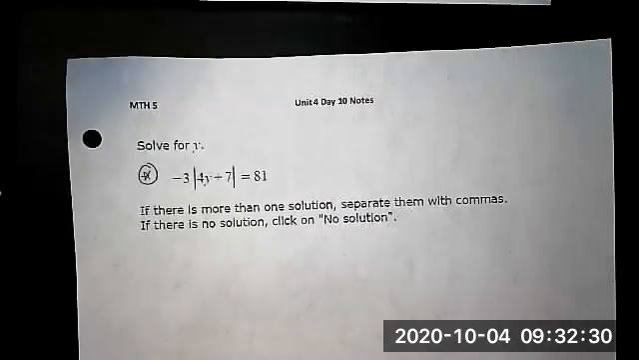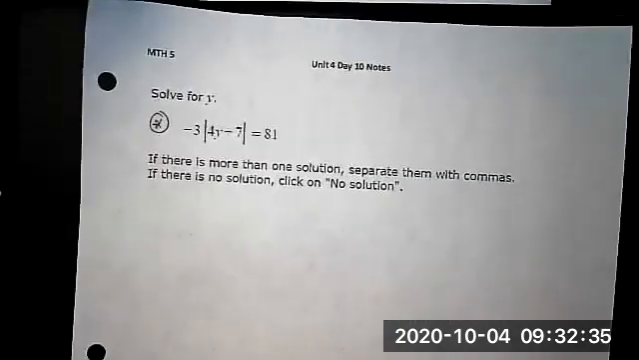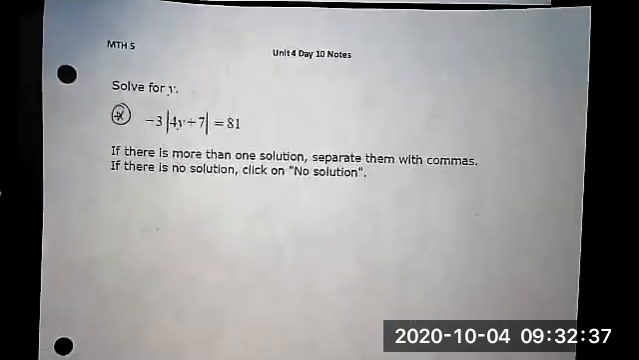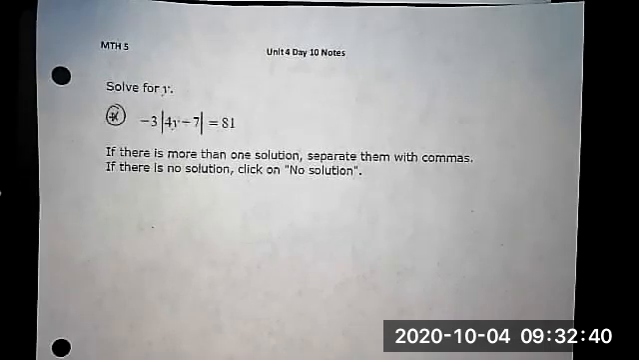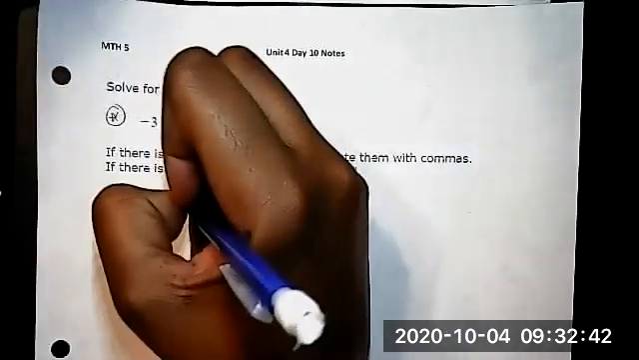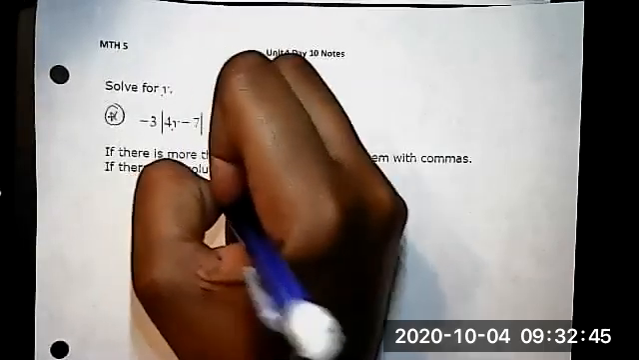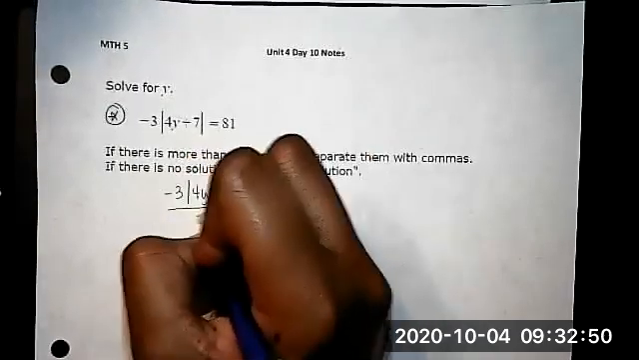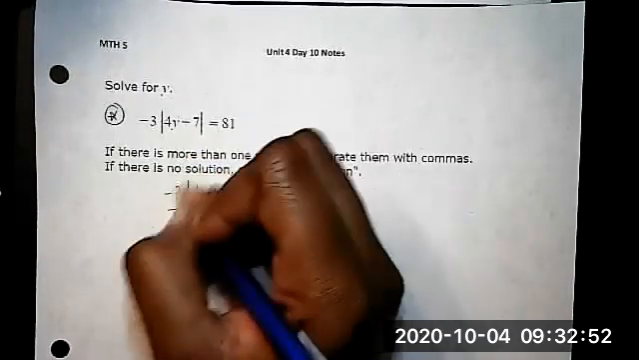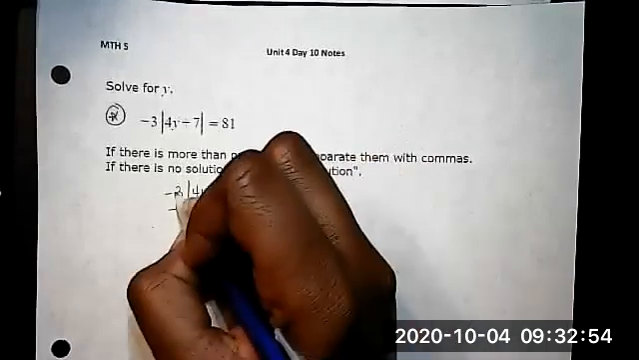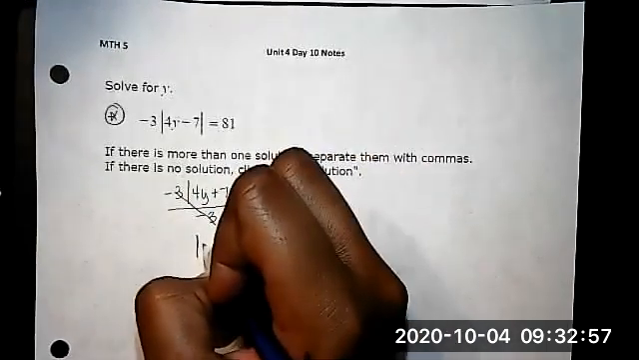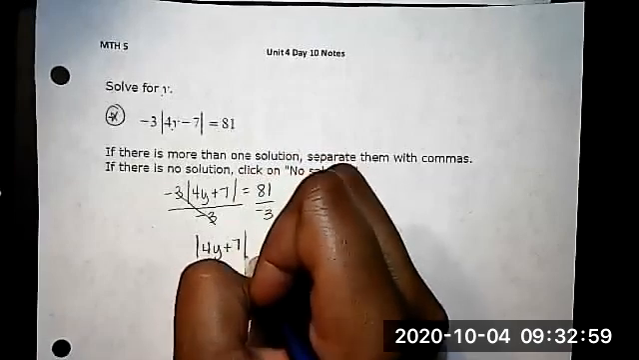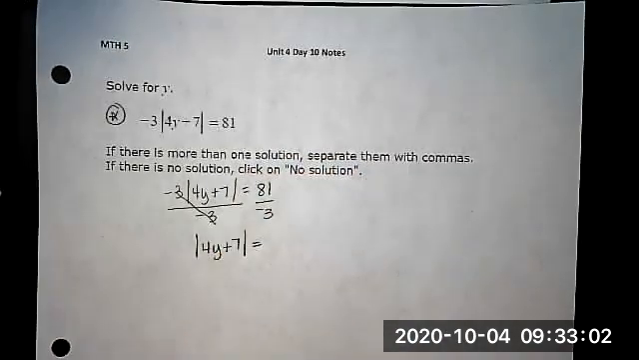And then finally, let's take a look at these last 2 together. If there's one solution, separate them with commas. Let's try to solve this one. So we have negative 3 times the absolute value of 4y plus 7 equals 81. I'm going to get rid of this negative 3 by dividing. I'm not going to distribute. No, no, no. I'm going to divide by negative 3. So this now becomes the absolute value of 4y plus 7 equals 81 divided by negative 3. Looks like it's negative 27.